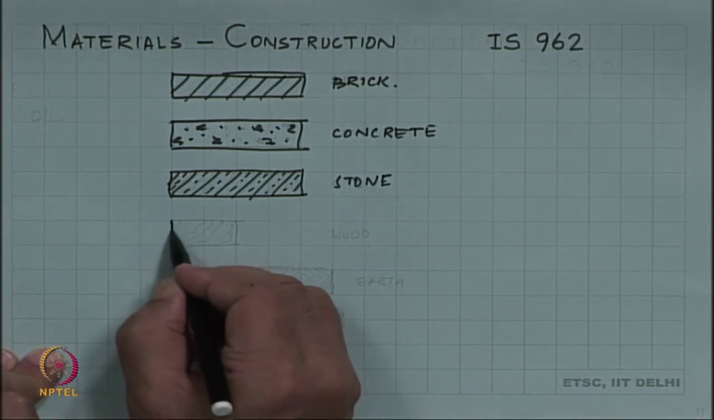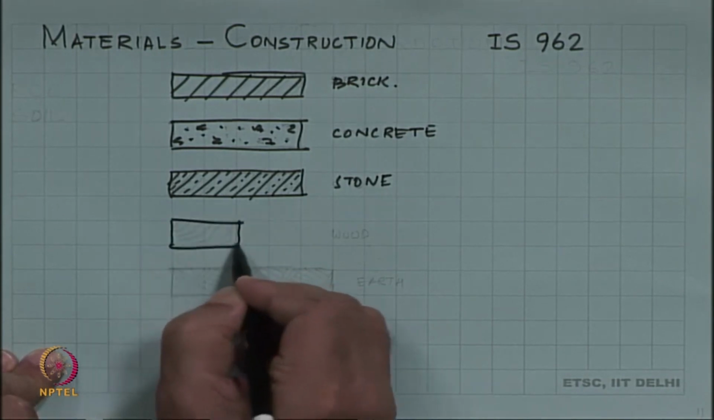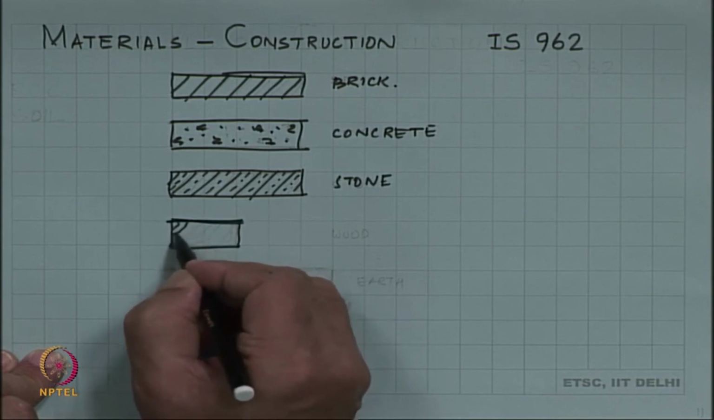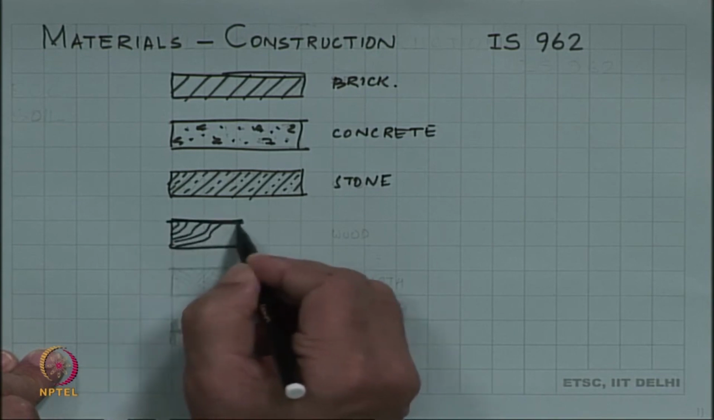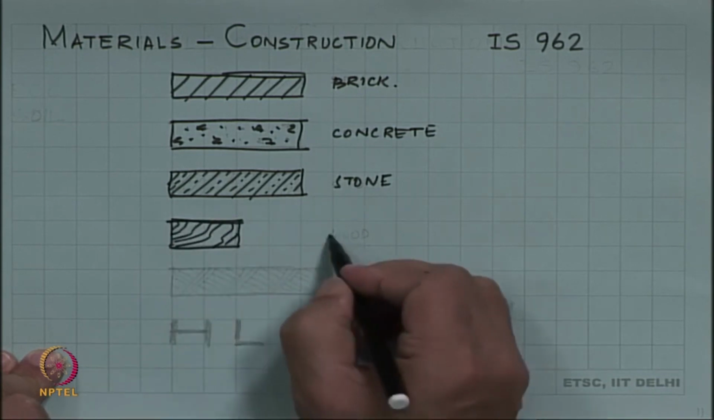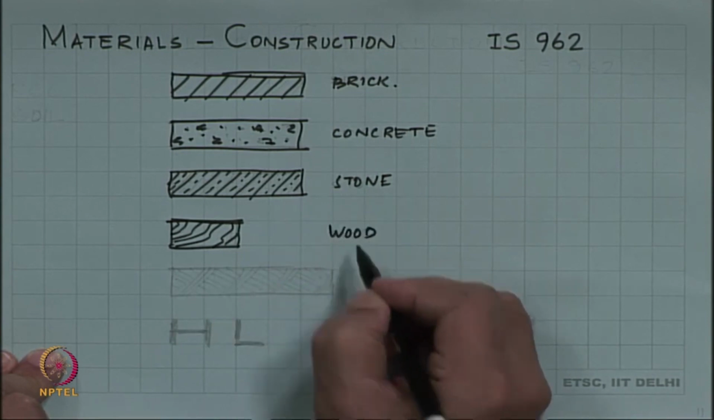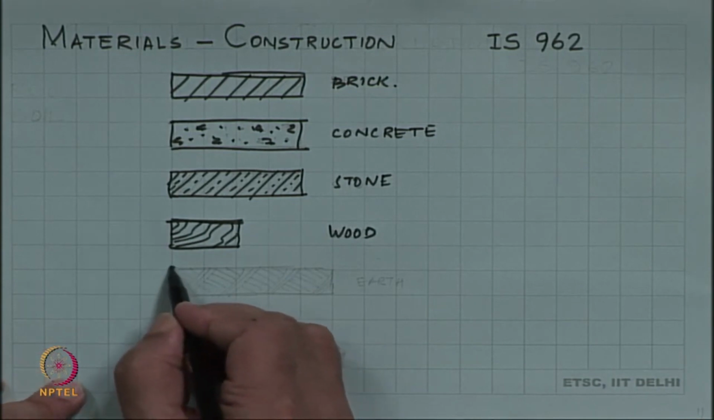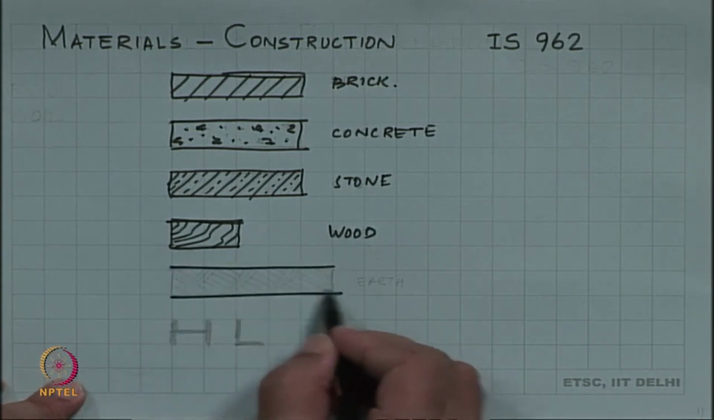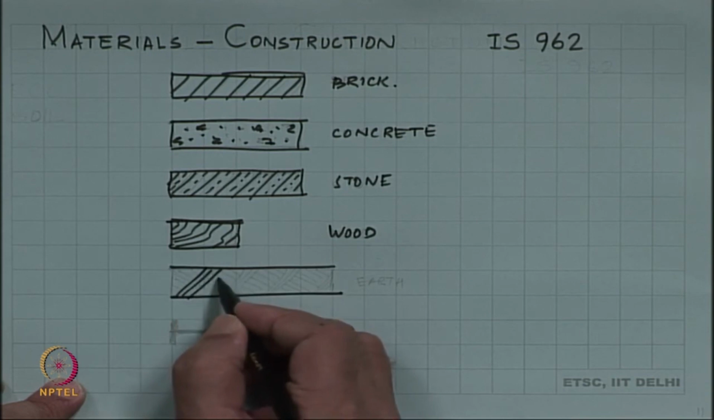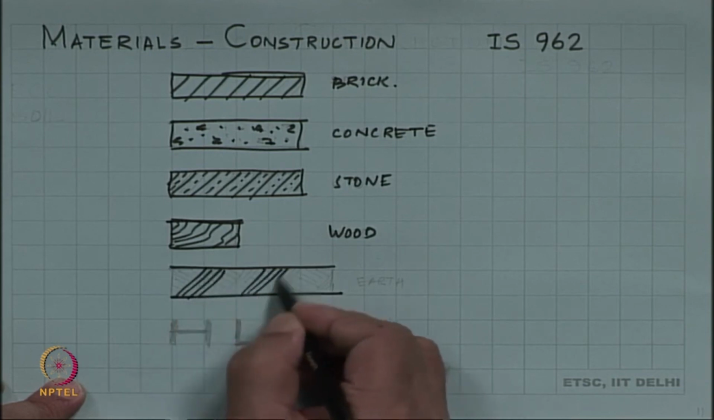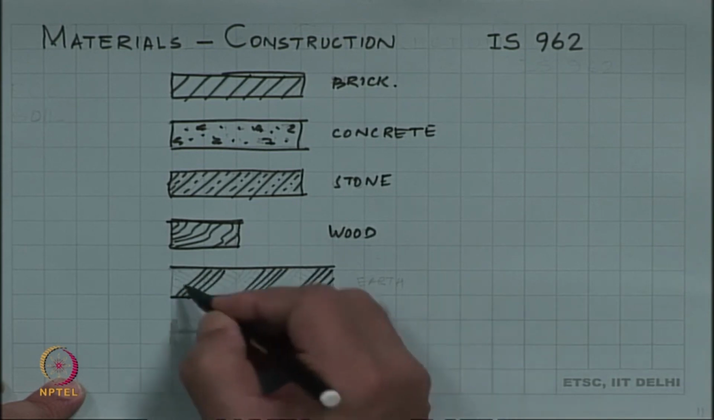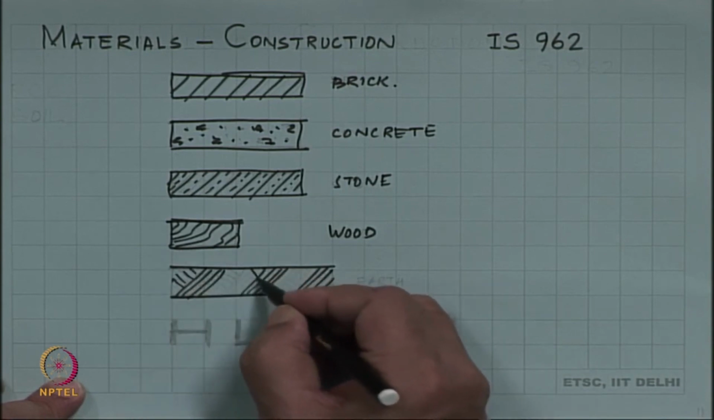Then we have wood, and we show that by these type of lines, basically showing these are the grains of wood. And earth, this is shown by a series of lines like this, and similar lines over here.